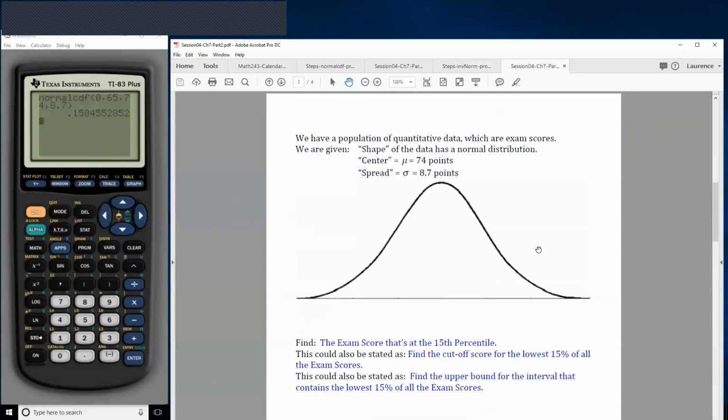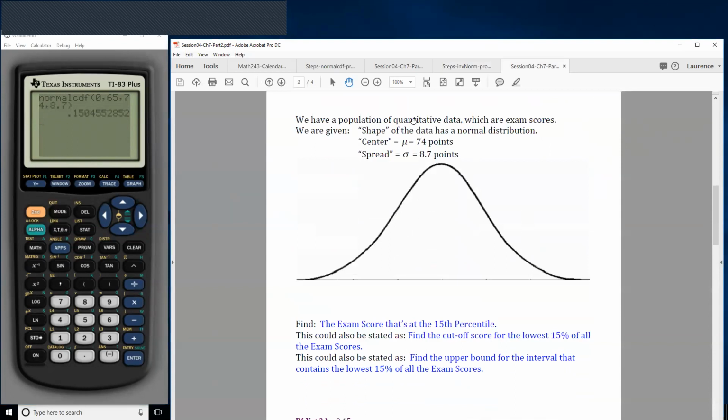So here we are. Same population, but they want us to find the exam score that's at the 15th percentile. Hey, they're giving me the percentile. Boy, you really need to know what percentiles are, don't you? So what I got to do is try and make sense of this with a very rough sketch. Remember, that was the instructions.